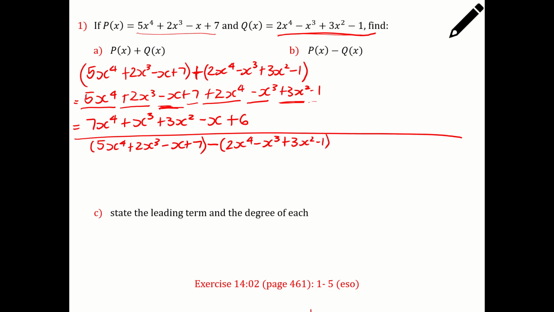Okay, now the reason that I put them in brackets, back here when I put them in brackets, it didn't change to the next line. But here when I put it in brackets, it is going to change because of this negative. Okay, remember when you're taking something away, you're changing the sign. So this is going to stay the same.